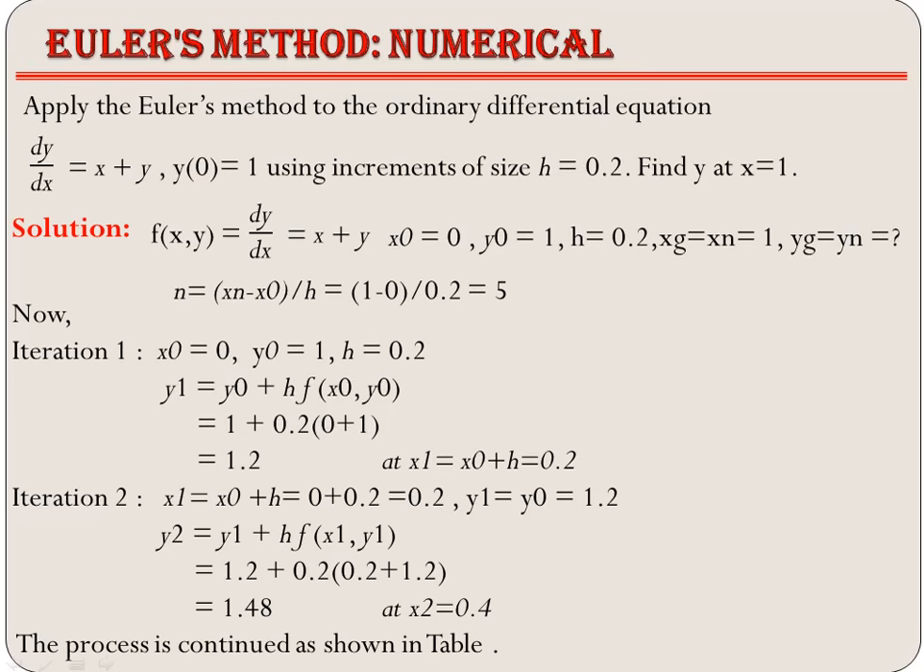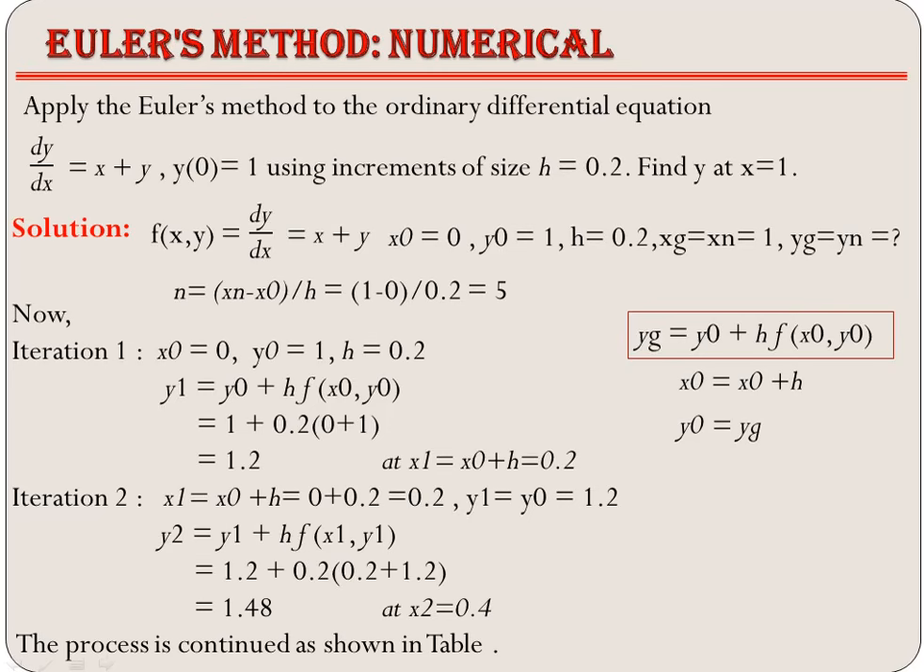This process is repeated the required number of times, and it will be shown in tabulated format. For this purpose, we use the generalized formula, that is yg is equal to y0 plus h into function of x0 comma y0. To get the different values of y, we replace the x0 value by x0 plus h and the y0 value by yg. In some books, instead of the suffix g, they may use the suffix n or n plus 1. So you can find different formulas in different books also.